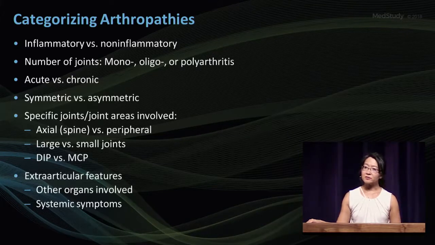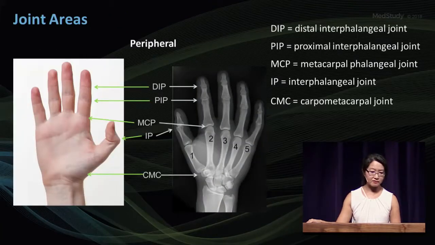Are the signs and symptoms of arthritis symmetrical or asymmetrical? Because certain patterns, such as oligoarthritis, tend to be asymmetrical, whereas lupus tends to be symmetrical. There are certain specific joint patterns, whether or not it's in the axial spine, you think about enthesitis-related arthritis, or in the peripheral joints, such as polyarticular juvenile idiopathic arthritis. Are the DIP joints involved or the MCPs? And then lastly, are there other organ systems that are involved?